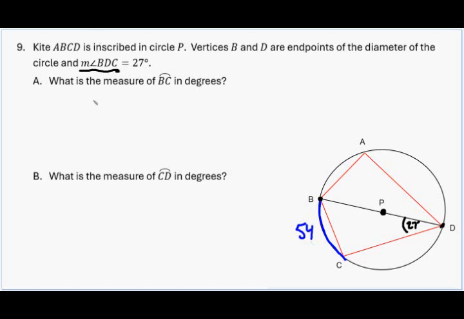Yes, arc BC equals 54. Yeah, and that would be degrees. All right. What is the measure of arc CD in degrees?